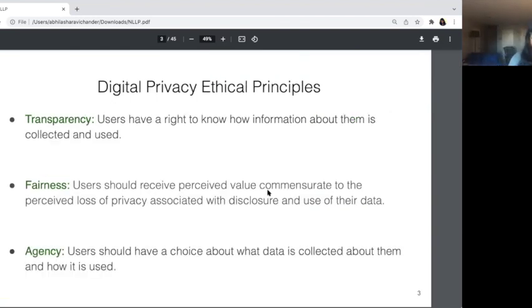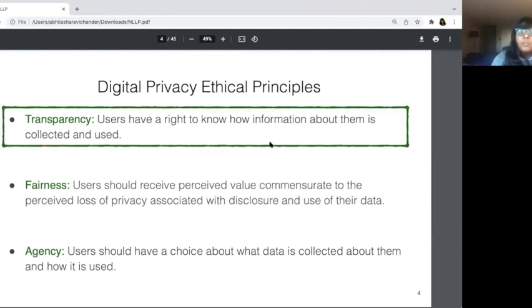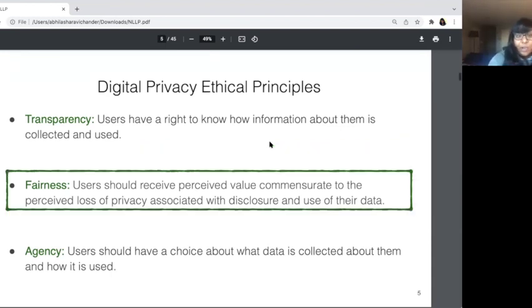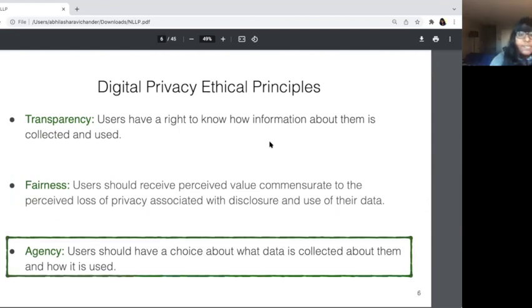But nowadays, in the digital age, privacy is threatened by entities who aggressively and automatically collect digital personal information. And digital privacy is fundamentally linked to the ethical principles of transparency, fairness, and agency. According to transparency, users have a right to know how information about them is going to be collected and used by any entity. So this also means that entities should not be engaging in any kind of manipulative practices that are designed to increase the willingness of some consumer to give up their data. According to fairness, users should be receiving value that they think is proportionate to the loss of privacy associated with the disclosure and use of their data. And according to agency, users should have a choice about what data is collected about them and how it is used.